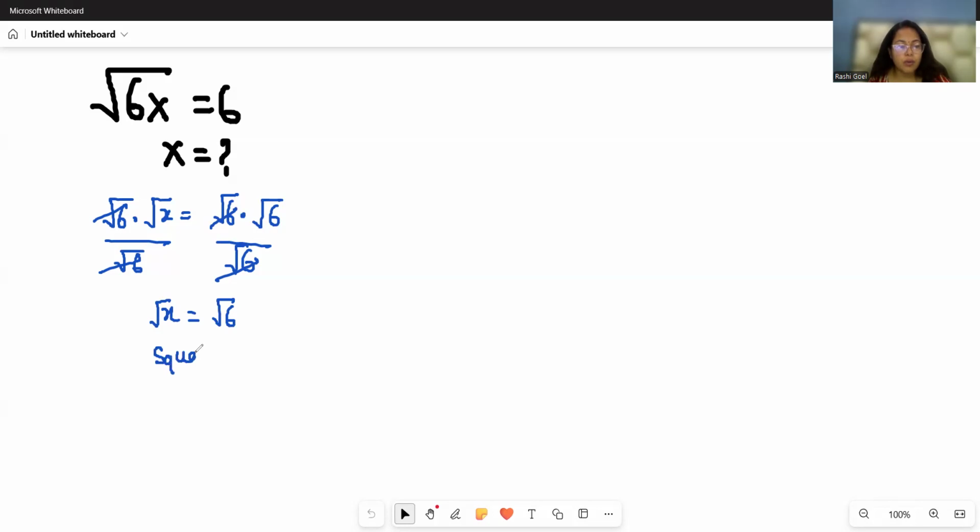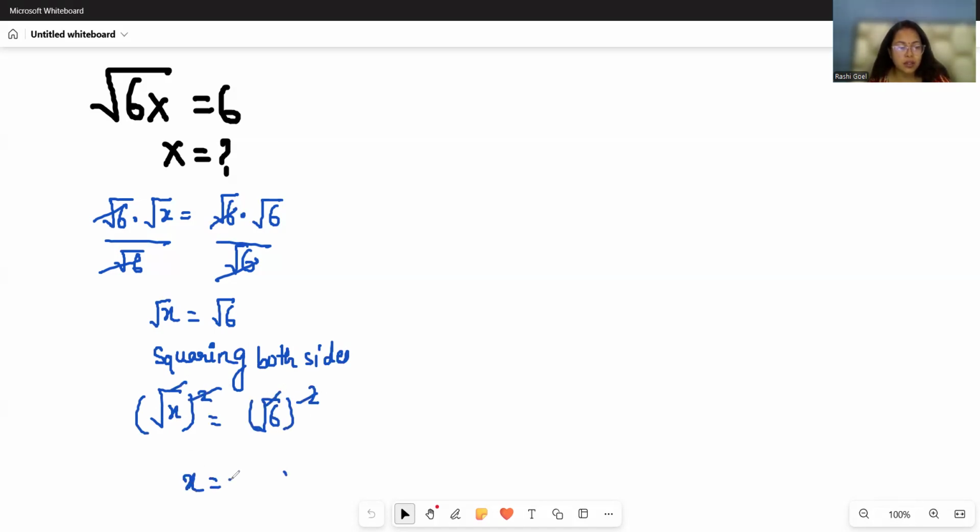Now I am squaring both sides. So root x squared equals root 6 squared. With the help of the square, the square root is removed. So x is equal to plus minus 6 or 6.